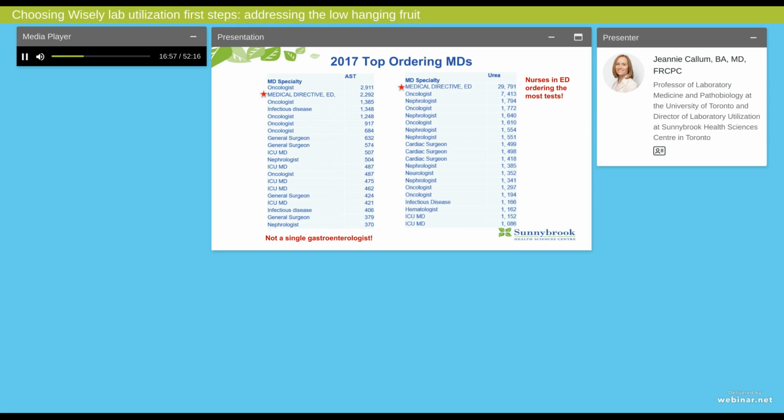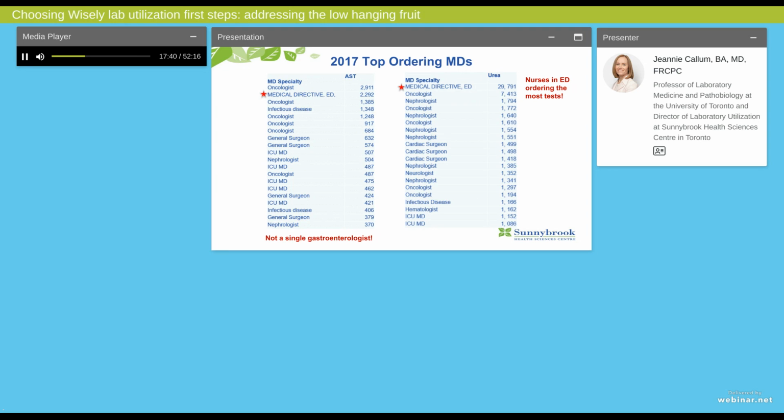The next thing we did was look at the data. This is the total number of tests in 2017, and we looked at which doctor type was ordering the AST and the urea. You can see for the AST, which is really a test of the liver, it should be mostly ordered by gastroenterologists, and not a single gastroenterologist came up on the top 15 list. So obviously there's a problem. The second most common person ordering the AST was the triage nurses. That's really odd because you never need this test in the emergency department, except in really unique situations. So obviously big room for improvement.